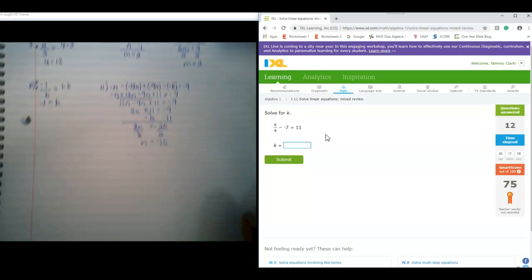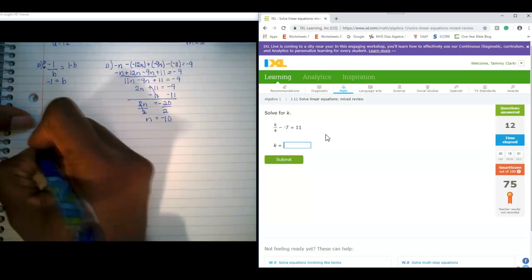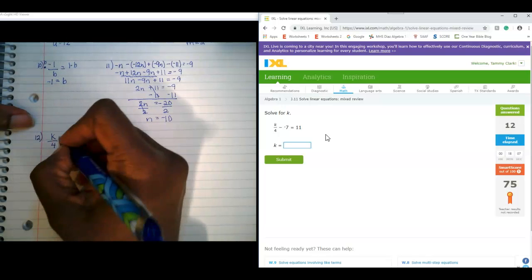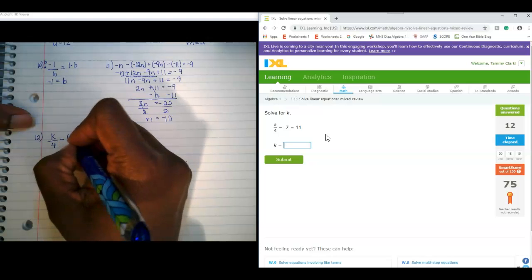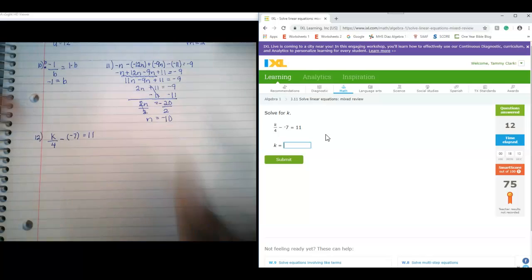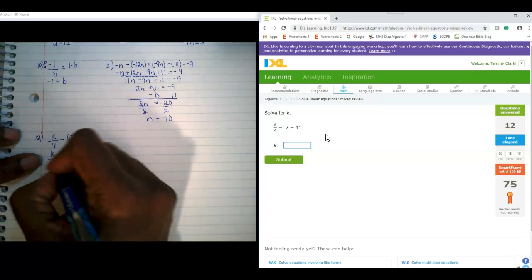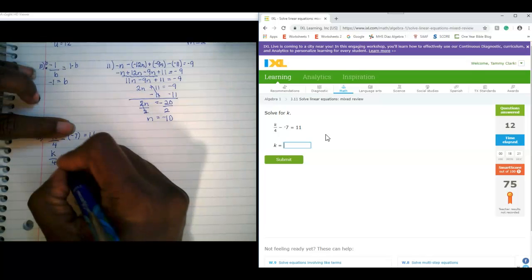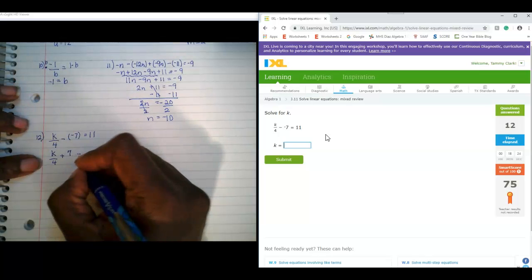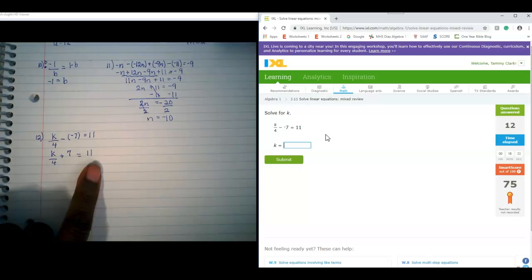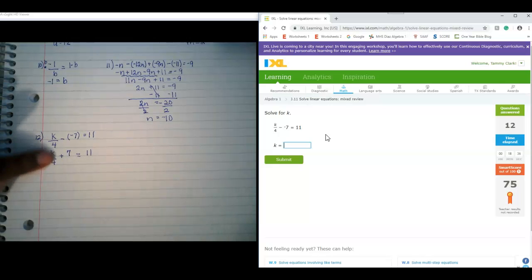Let's go ahead and look at the next one. We have k divided by 4 minus negative 7 is equal to 11. Now, first thing we're going to do is clean up some stuff here. We know we can keep the k divided by 4, but this minus and negative turns into plus 7 equals 11. Now think about this. Some number divided by 4 plus 7 equals 11. So whatever this is has to equal a total of 4.